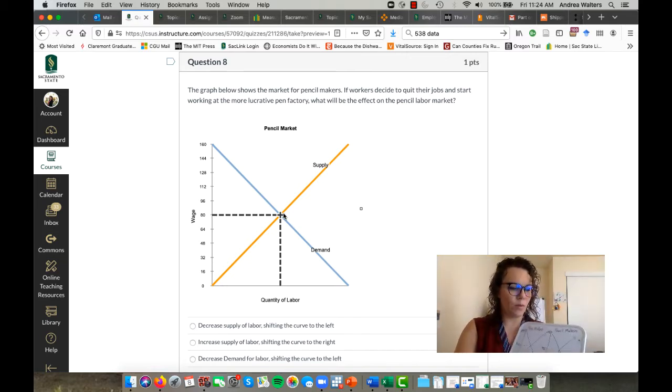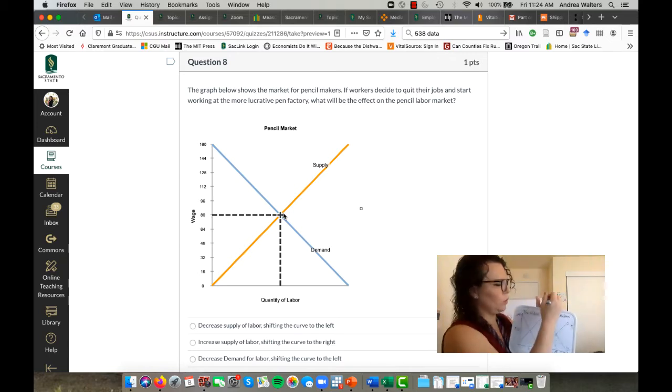What this question is trying to show is the interconnectedness of labor markets. Let's say you're a pencil maker making $80 a week, and then you find out that you could become a pen maker and make an extra $20 a week. You would do that, right? You would stop supplying your labor in the pencil market and start to supply your labor in the pen market.